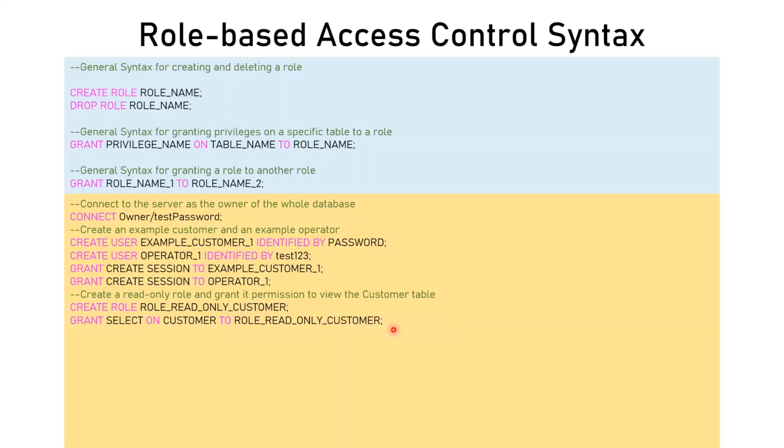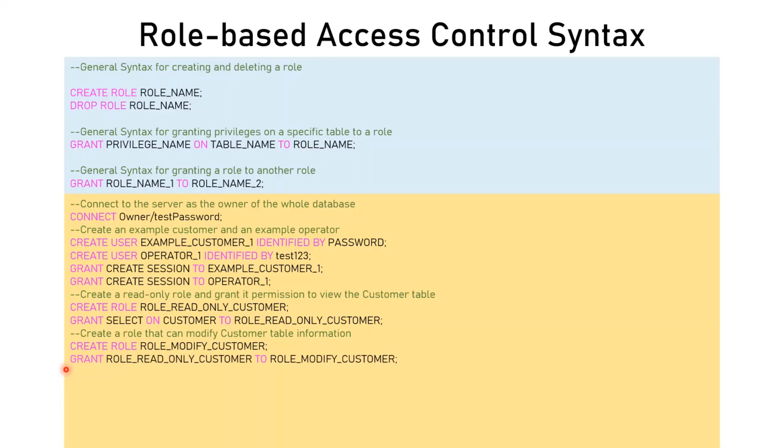All right. Next, we will create a role that can actually modify the customer table information. So the thing about this role is that it will be able to perform select statements on our customer table, and at the same time it will be able to perform insert, delete, or update operations in that table. So basically it will have the same permission as the previous role, and it will also have some additional permissions. So since it will have the same permission as the previous role, we can simply write after creating this role, obviously, grant role read-only customer to role modify customer.